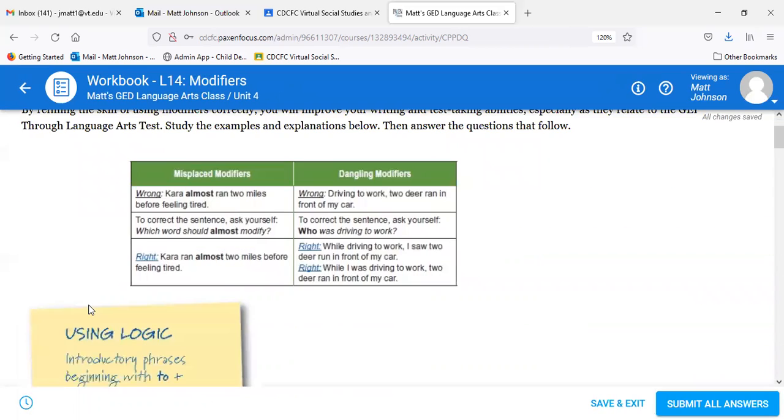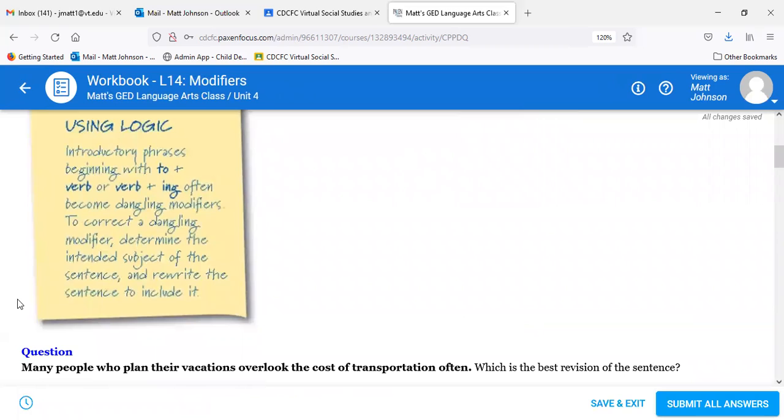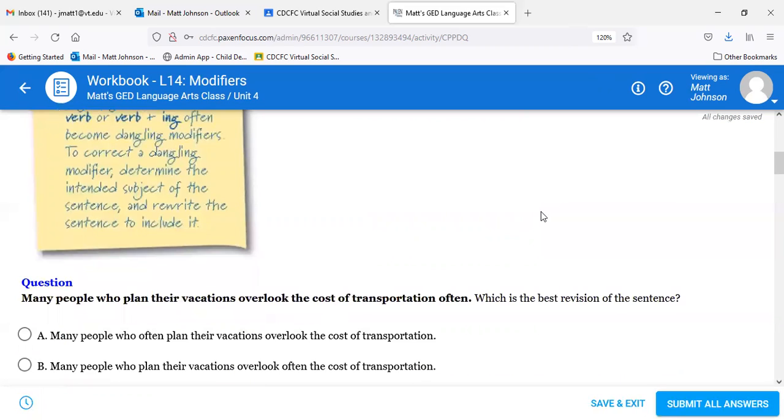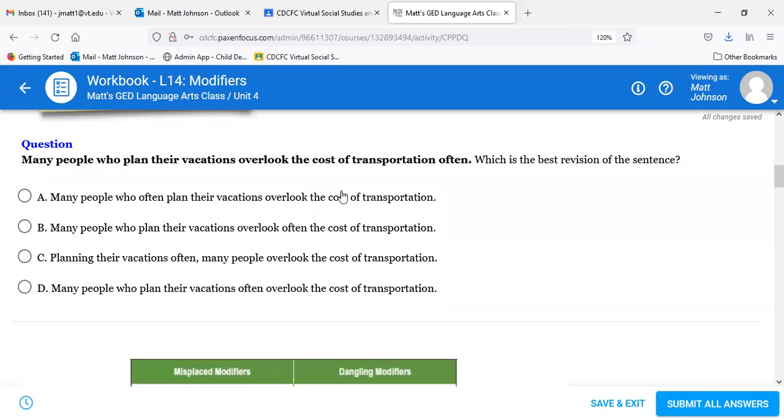Okay, so now using logic, introductory phrases beginning with to and a verb, or a verb and ing, often become dangling modifiers. To correct a dangling modifier, determine the intended subject of the sentence and rewrite the sentence to include it. So here we go. Many people who plan their vacations overlook the cost of transportation often. And I can see right away what we're going to change here.